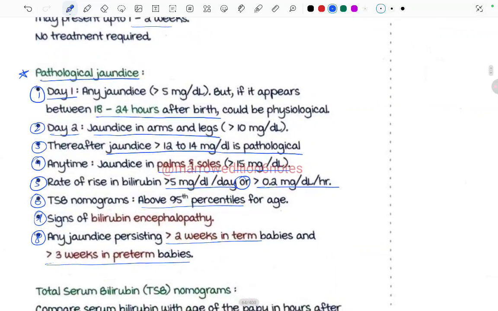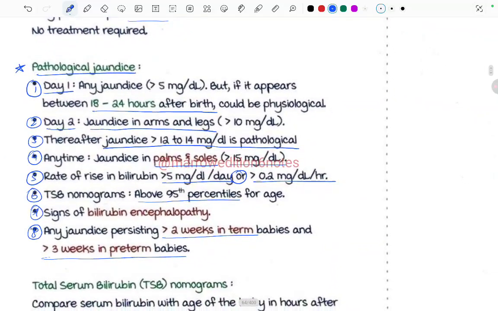So we read about 8 conditions when a jaundice is called pathological. Just revise it faster. Day 1, any jaundice appearing on day 1 is pathological, but there is a slight overlap between physiological and pathological between 18 to 24 hours. On day 2, any jaundice in the arms and legs that is more than 10 mg per dl is pathological. Jaundice more than 12 to 14 mg per dl is pathological. Any jaundice on the palms and soles, it is 15. If it is appearing on the palms and soles, then it is pathological.